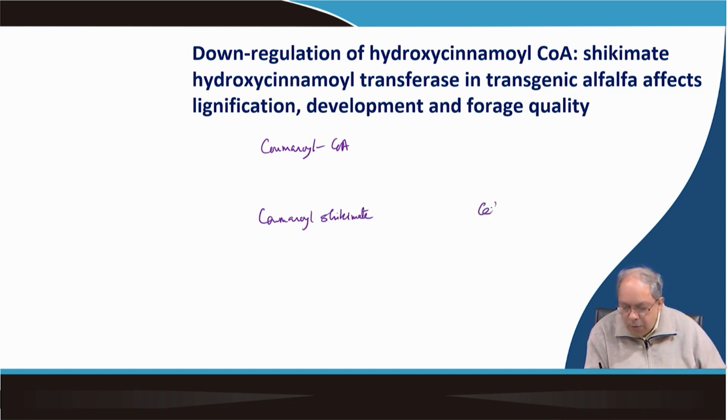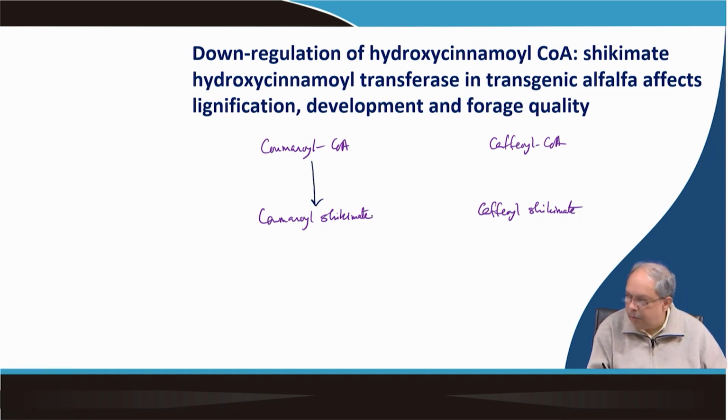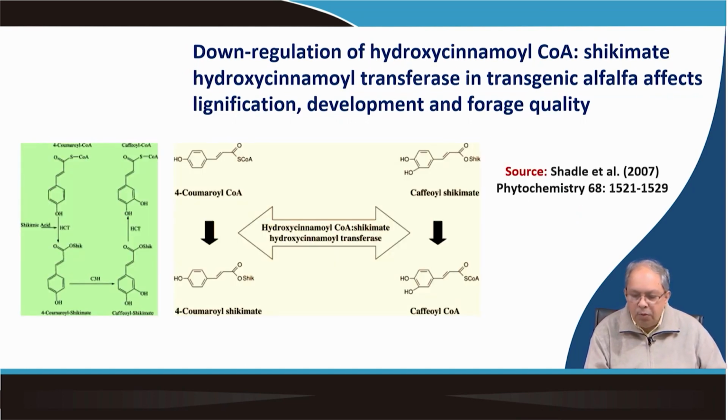And coumaroyl CoA is converted into caffeoyl shikimate, and then it is converted into caffeoyl CoA. So, what is clear here? So, downregulation of HCT in the transgenic alfalfa affects this.